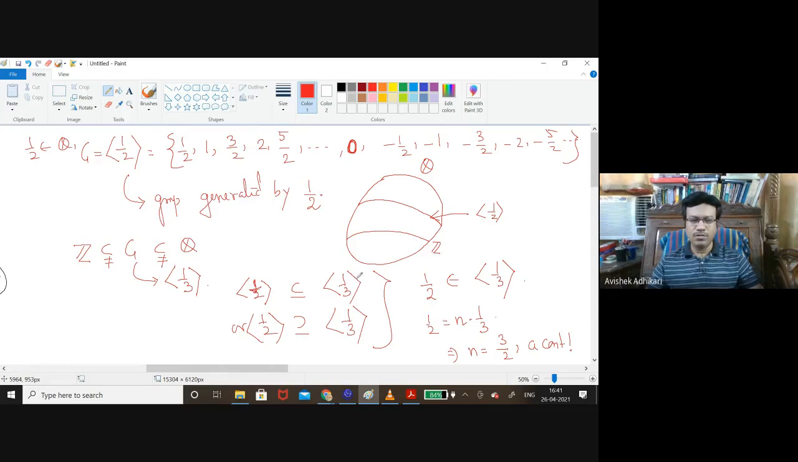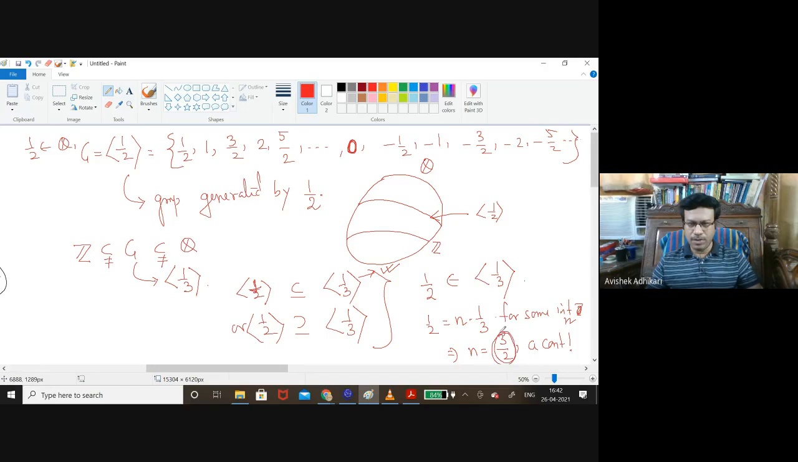So according to you, 1 by 3 is bigger than this. So according to you, this is the correct answer, right? According to you. But if that is the case, then half will suddenly be within the subgroup generated by one third. So if half is here, then half must be written in terms of the generator, as I have just mentioned, it is an additive group, for some integer n. In that case, n will be of this form, but this is a contradiction.